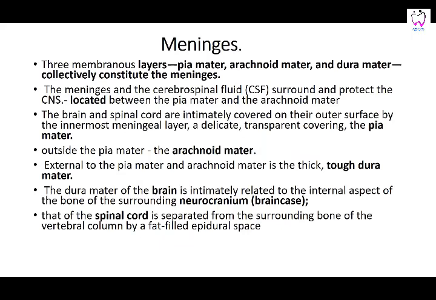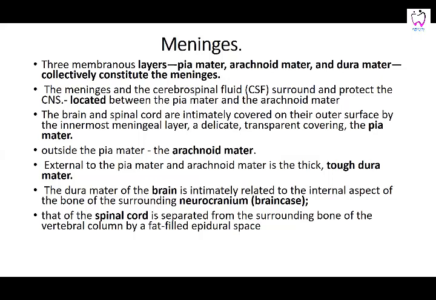Then you have something which is not exactly included in the neurons or the neuroglial tissue, but is another form of connective tissue which forms the meninges. Meninges are the three membranous layers: pia mater, arachnoid mater, and dura mater, collectively called the meninges. The meninges and the cerebrospinal fluid protect the brain, located between the pia and the arachnoid mater.